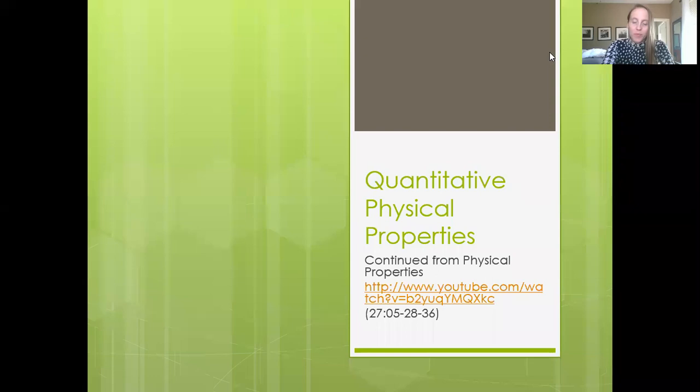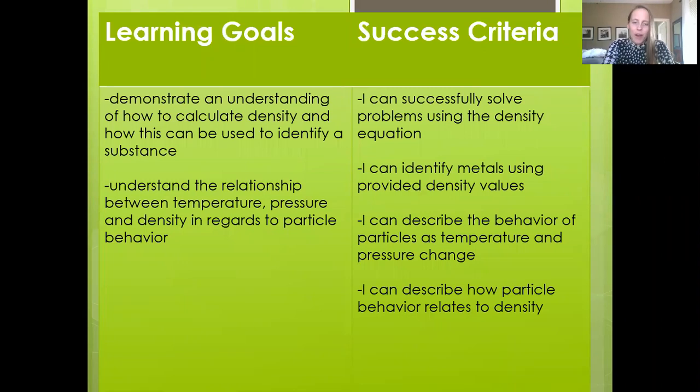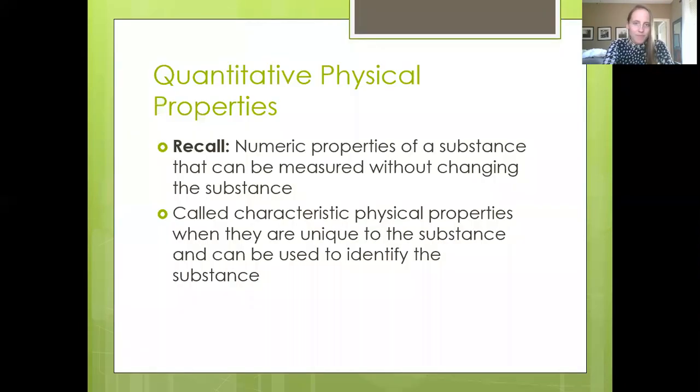Today, we're going to be looking at the quantitative types of physical properties, so the ones that have to do with numbers. So quantitative physical properties are also sometimes called characteristic properties if they're unique. So we're going to be focusing a lot on that in this lesson. Part of those characteristic properties involve things like density. So we're going to be learning about what density is and also how to calculate density and use that to identify a substance. We're also going to look at how particles can behave based on different factors.